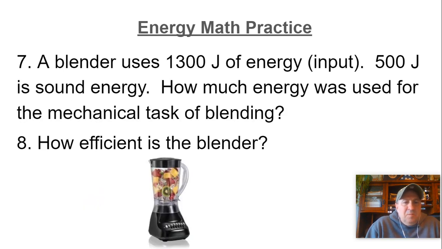Number 7, a blender uses 1,300 joules of energy. That's the input. 500 joules of that energy is expended as sound energy. How much energy was used for the mechanical task of blending? And remember, the point of the blender is to blend things. So that would be our useful energy, that number there. And then number 8, how efficient is the blender?